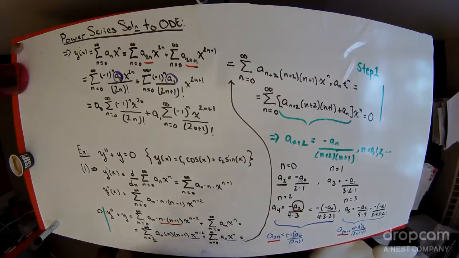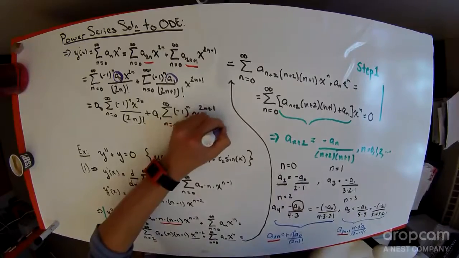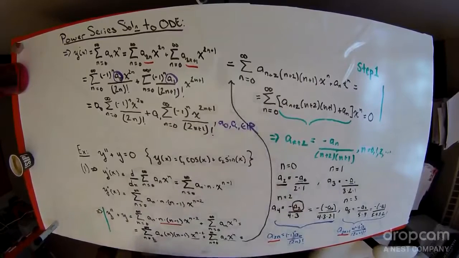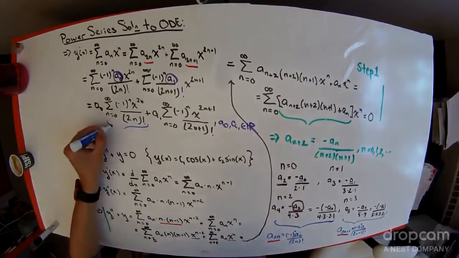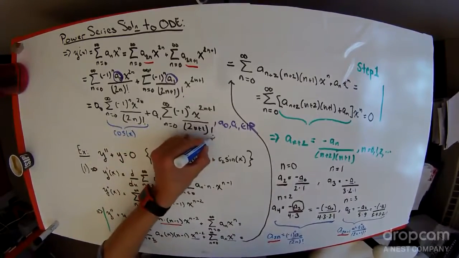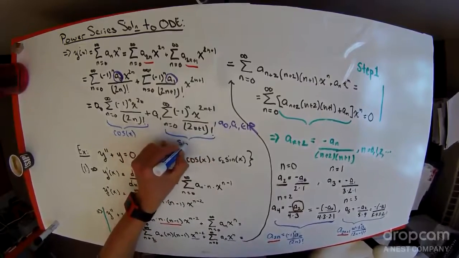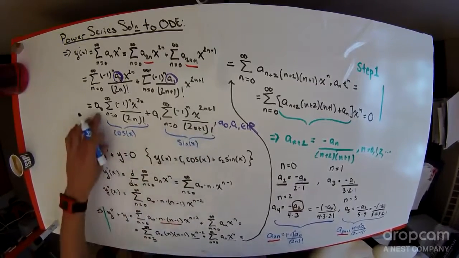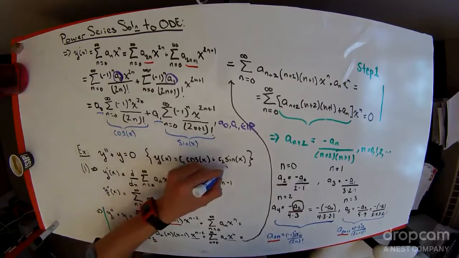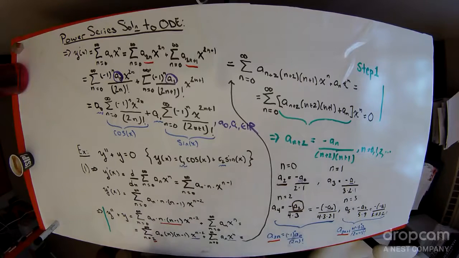Now you might notice that nothing is known about a naught and a 1. So they are real numbers. And you might also notice this is the Taylor series for cosine. This is the Taylor series for sine. So here a naught is playing the role of C1, and a 1 is playing the role of C2. And that is how you solve the simple harmonic oscillator problem with power series.